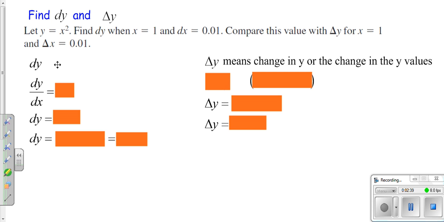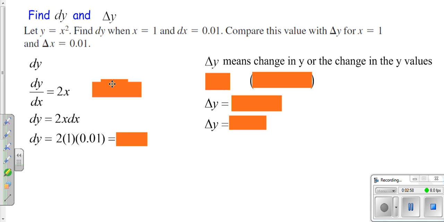Well, to do the differential, you've got to do your derivative. There's our derivative. We've got to get dy by itself, so multiply both sides by dx. There we go. But we have a particular value for x, so we're going to have to plug that in for our x, so it'd be 2 times 1. And we know what dx is. That's 1/100th. We plug that in, and we get 2 times 1/100th, or 2/100ths.